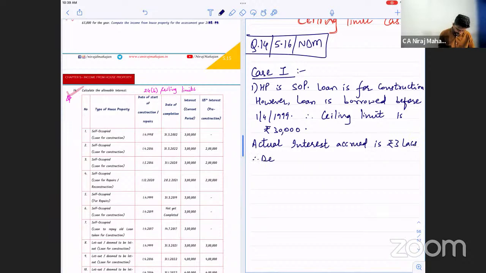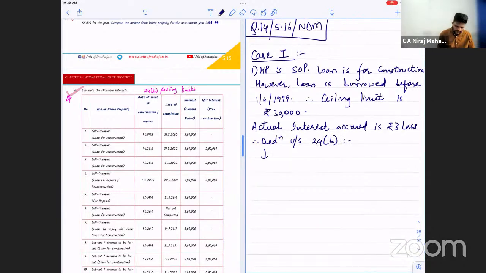Next line, therefore, deduction under section 24B. Understand, it is always the lower of actual or ceiling limit, isn't it? Because actual or ceiling limit 30,000 will be rupees 30,000. Are you getting my point? Ceiling limit is an upper limit. If my amount is lower than that, then we will take the actual figure only. So it is the lower of actual figure or ceiling limit. Clear, all of you?